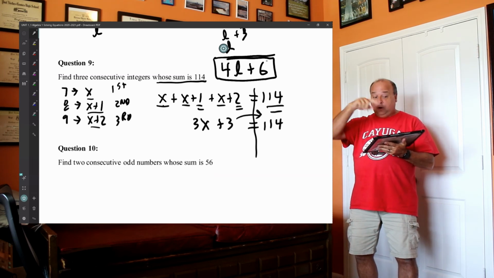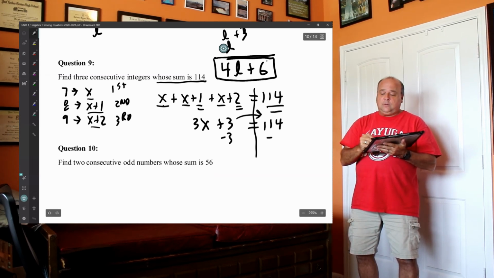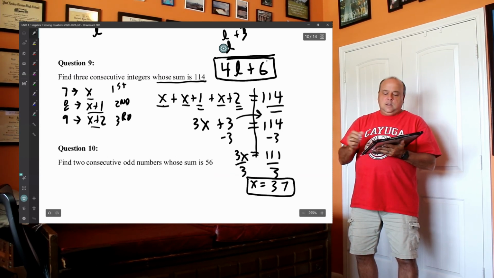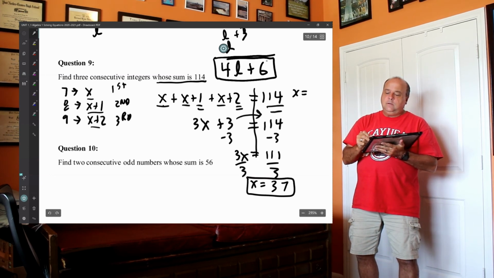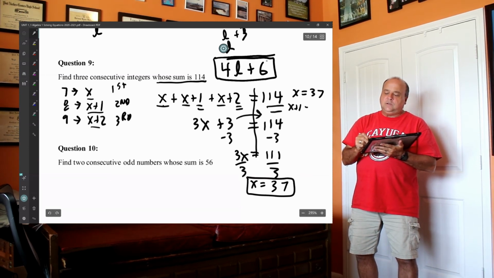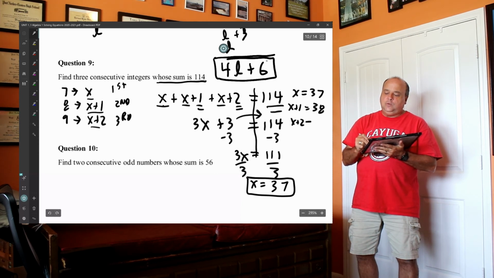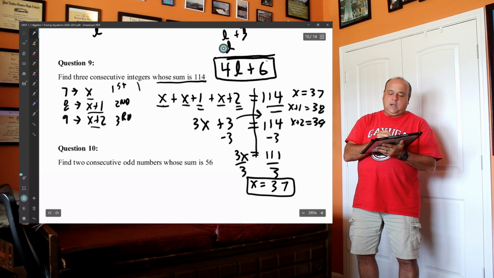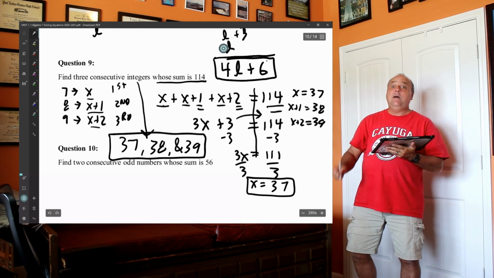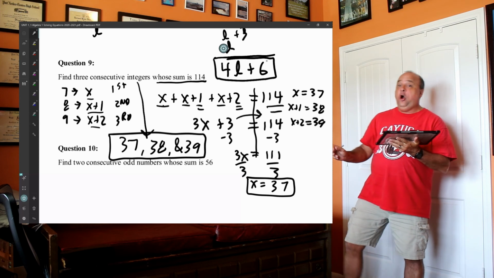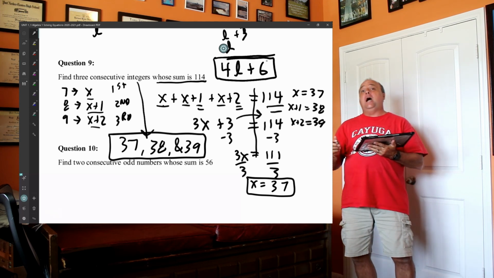This equation's easy to do. To get it is kind of tough. So we're going to subtract 3. I'll get 3x equals 111, divide by 3, and I'm going to end up with x equals 37. So if x is 37, x plus 1 is 38, and x plus 2 equals 39. So my three integers would be 37, 38, and 39. Wow. That makes you feel smart, doesn't it? That's solving math with more power.